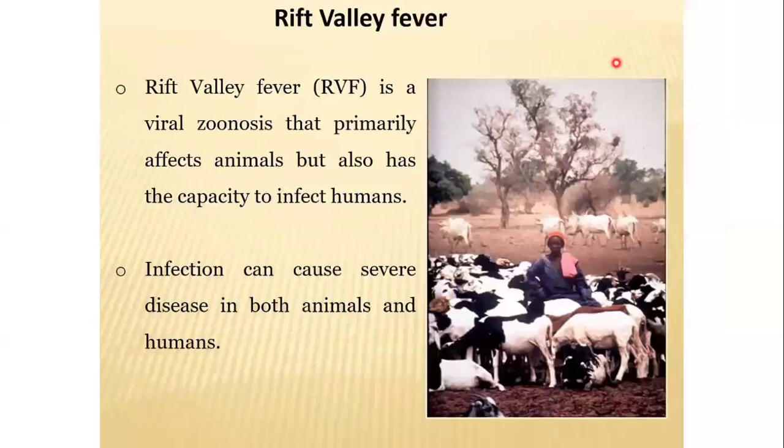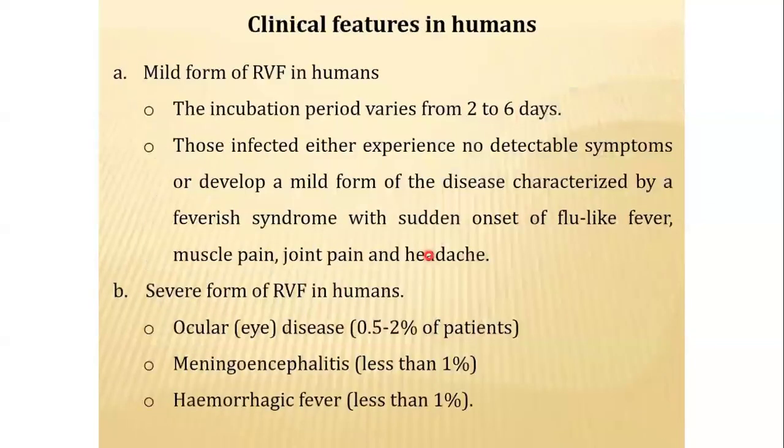Rift Valley fever. So Rift Valley fever is a viral zoonosis that primarily affects animals, but also has the capacity to infect humans. Infection can cause severe disease in both animals and humans. So look at the animals. These are cattle. So Rift Valley fever affects all the cattle as well as humans.